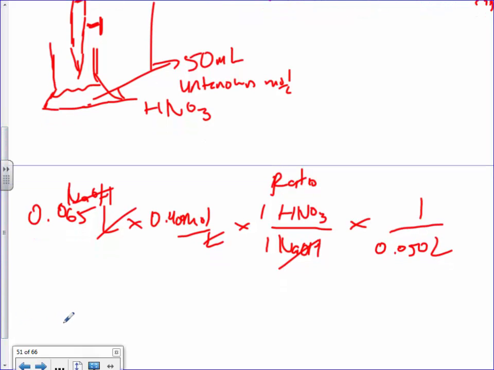So it means by the time I'm done, the things that didn't cancel, there's moles left, there's liters left. It's of HNO3. I just need to do the math and calculate what it's going to be. I got 0.52 when I'm done. Anybody else calculate that? Okay.